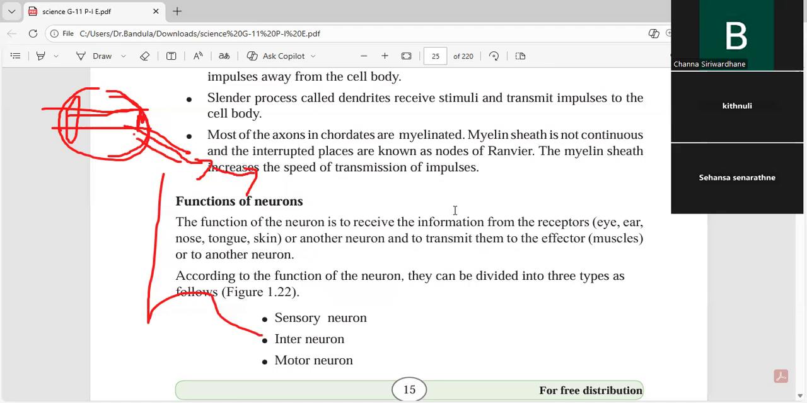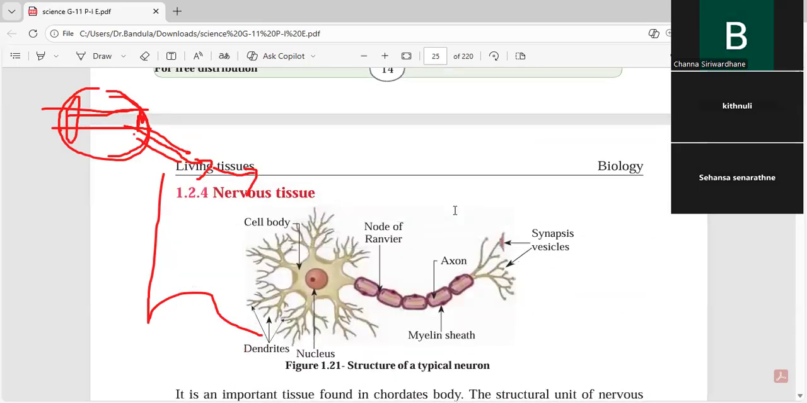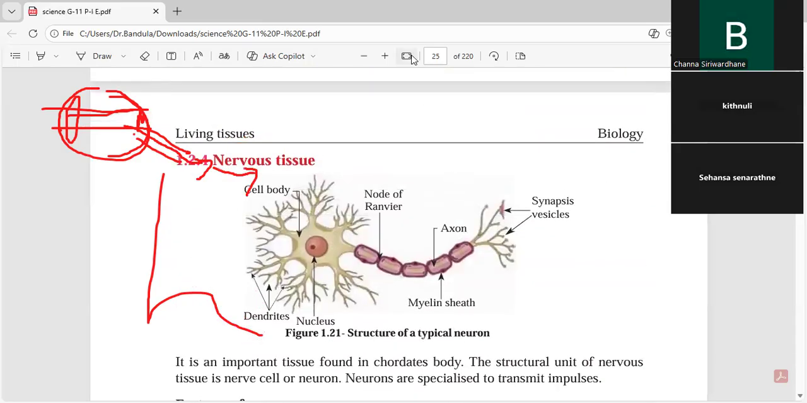Or receive information from those types of receptors or from another neuron. What does that mean? When I say from another neuron, what is it? I will draw it again roughly.